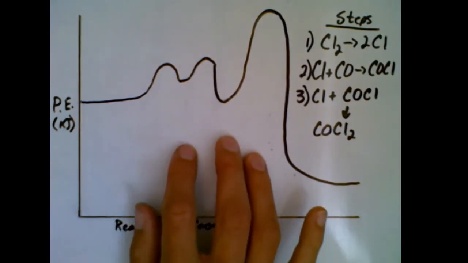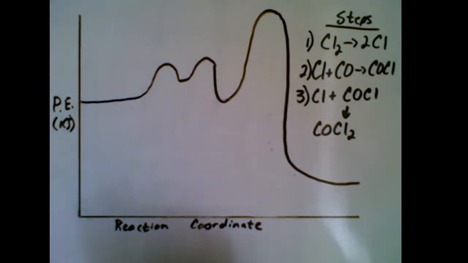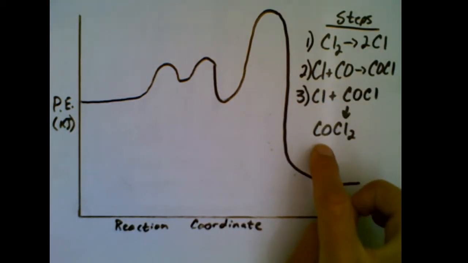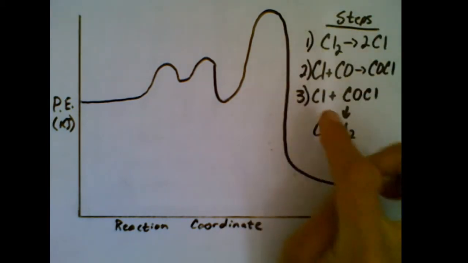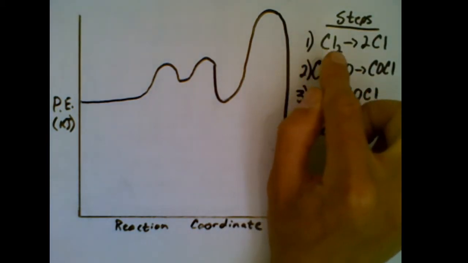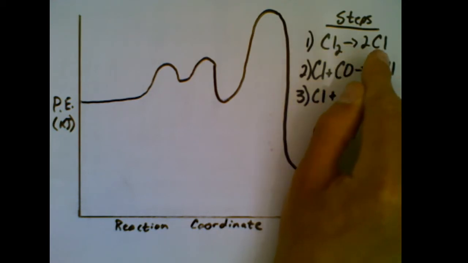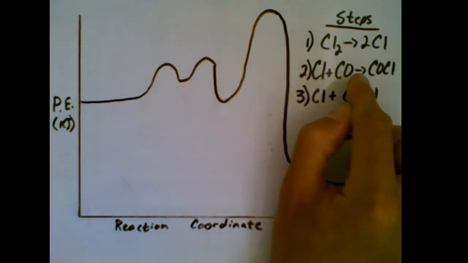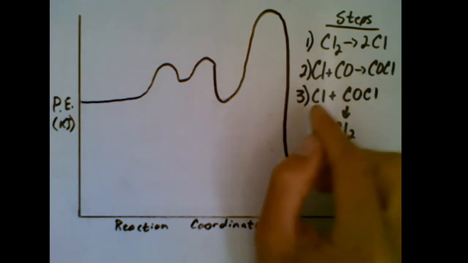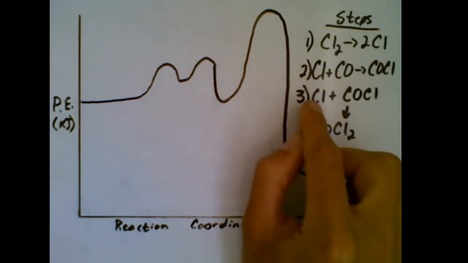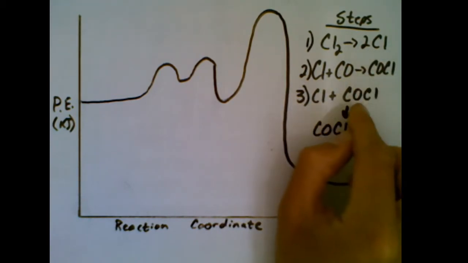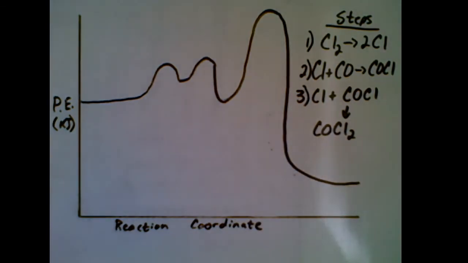Now, as well as having energy diagrams for just straight reactions, we can also have energy diagrams for a reaction mechanism. So if you take a look at the reaction mechanism that I have taking place here, we have Cl2 reacts and becomes 2Cl. That's my first step. Then that Cl that's formed is going to react with carbon monoxide, CO, to produce COCl. The second Cl is going to then react with the other substance that was made, COCl. That's going to produce COCl2.